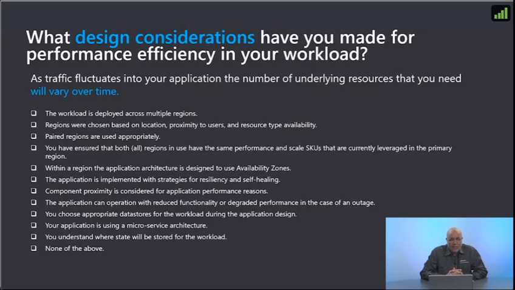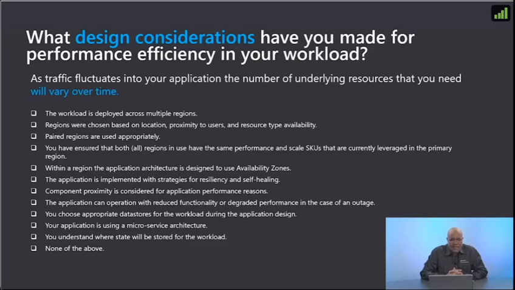You have ensured that both or all regions in use have the same performance and scale SKUs that are currently leveraged in the primary region. When planning for scale and efficiency, it is important that regions are not only paired, but homogeneous in their service offerings. Additionally, you should make sure that if one region fails, the second region can scale appropriately to sufficiently handle the influx of additional user requests.